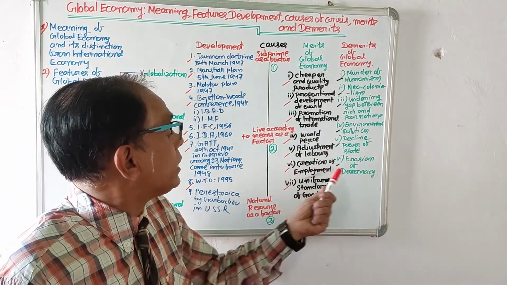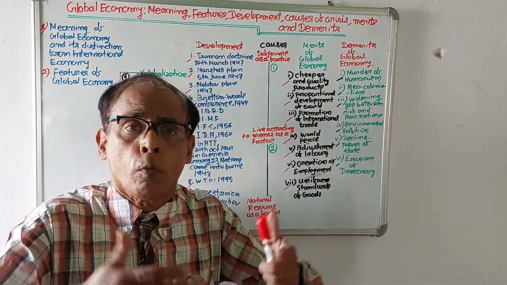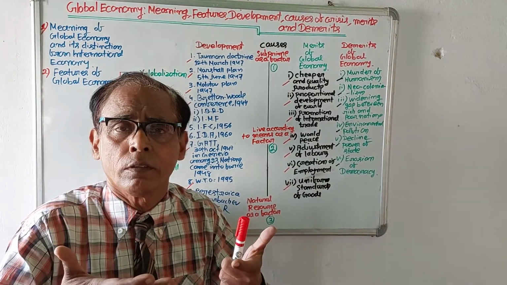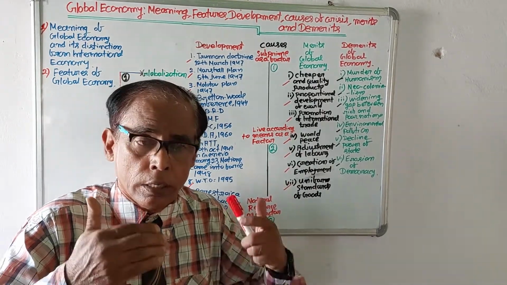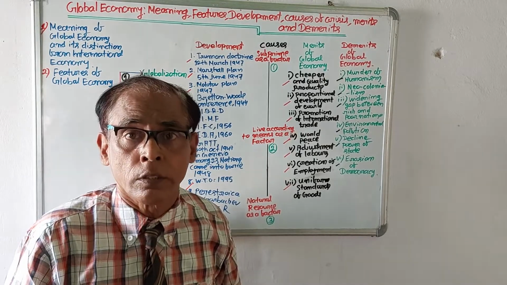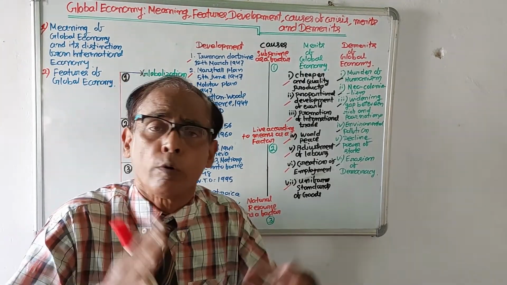Next, creation of employment. In global economy, more and more industries will be established. Multinational companies and transnational companies will establish their farms and factories. So gradually people will get employment. The employment problem will be over.